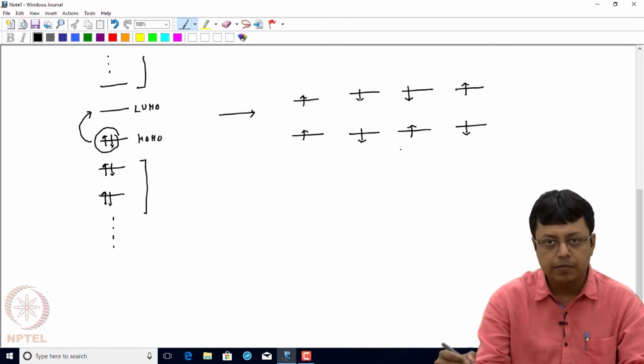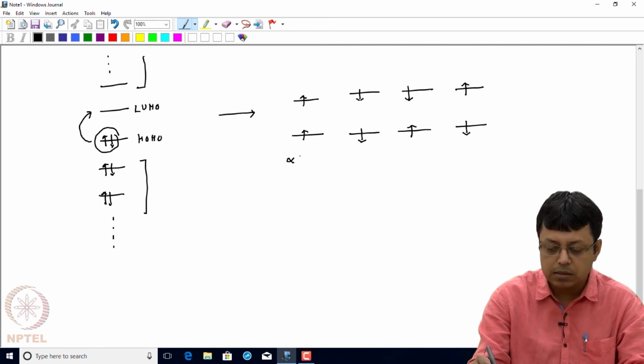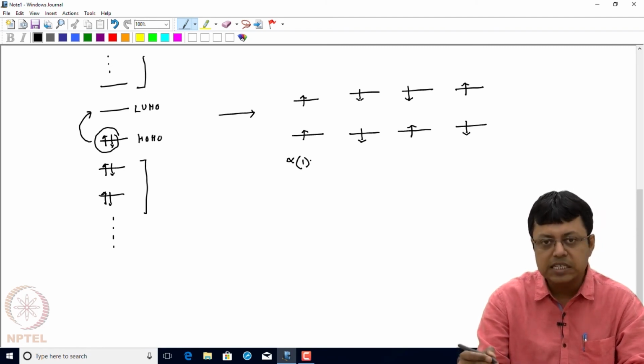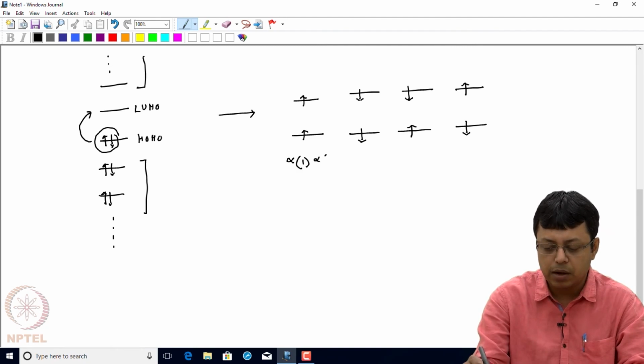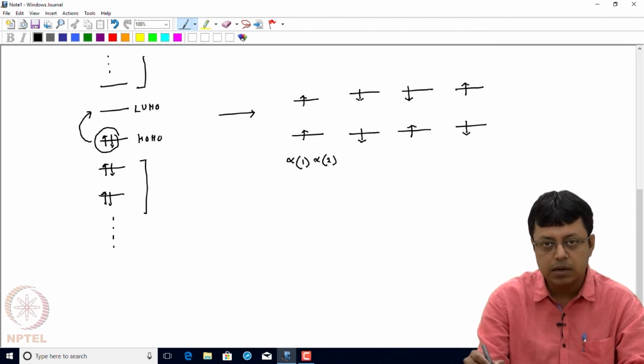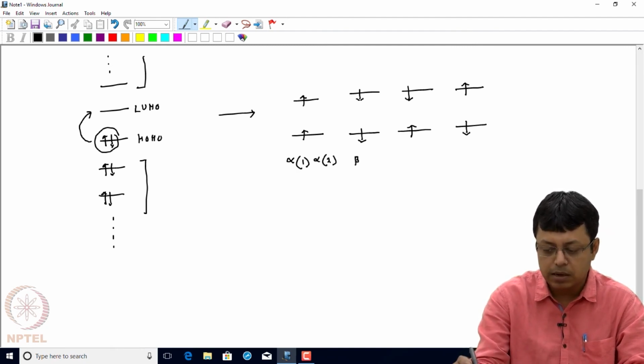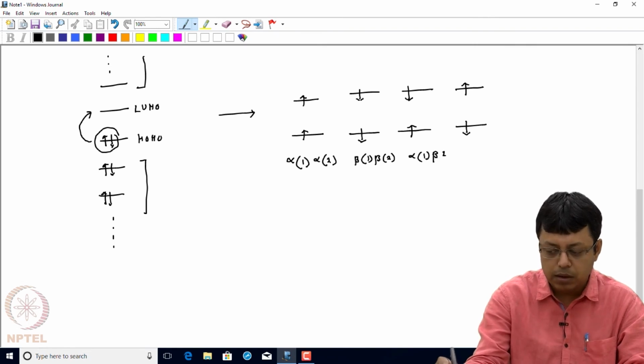Now electrons, being fermions, are indistinguishable, so you cannot distinguish which one is up and which one is down. When you write the wave function for all of them, suppose I call the up spins alpha. The spin state can be represented as alpha 1 alpha 2: electron 1 is in the alpha state, electron 2 is also in the alpha state. Similarly, the down spin I represent as beta, so it will be beta 1 beta 2, and then this one is alpha 1 beta 2, and this one is beta 1 alpha 2.